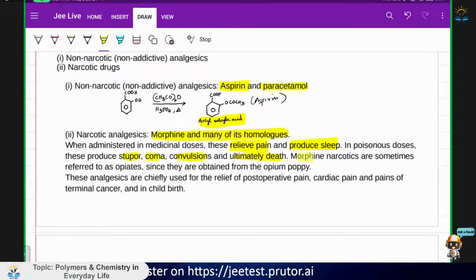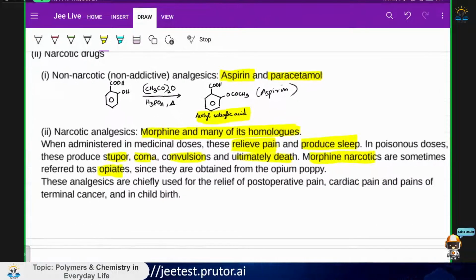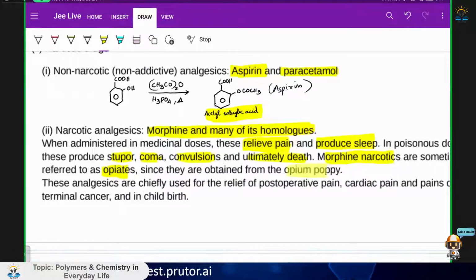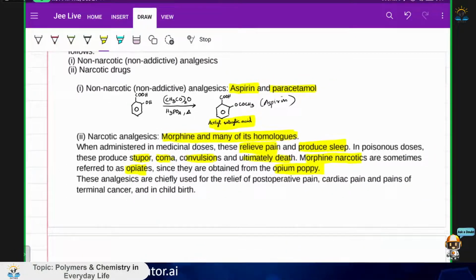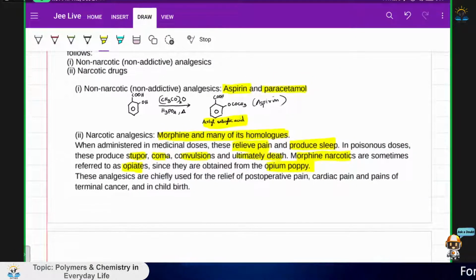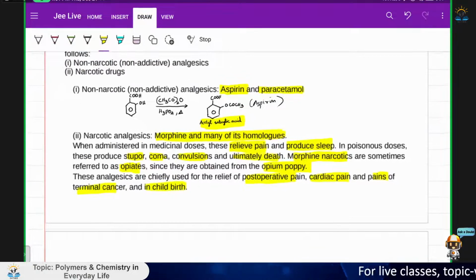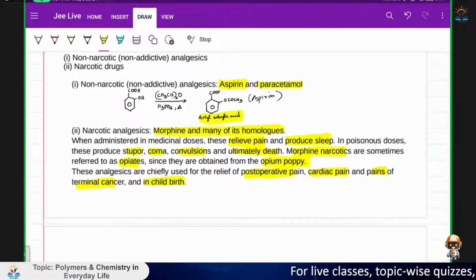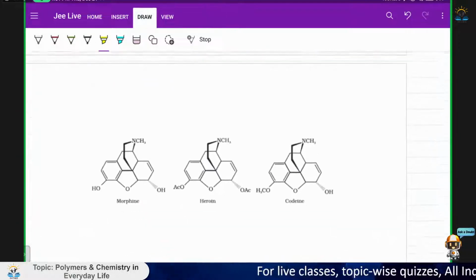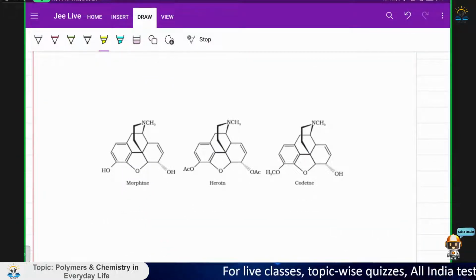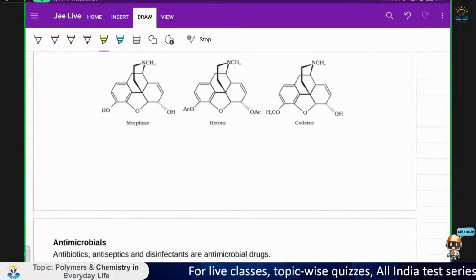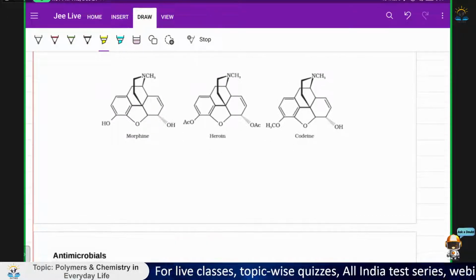Morphine narcotics are sometimes referred to as opiates. Why? Because these are all obtained from the opium poppy. These are used in severe pain, such as what? Post-operative pain, cardiac pain, pains of terminal cancer, and in childbirth. So for mild pain, we use non-narcotics, and for severe pain, we use narcotic drugs. Some structures are given here: morphine, heroin, and codeine. These are all what? Opiates.